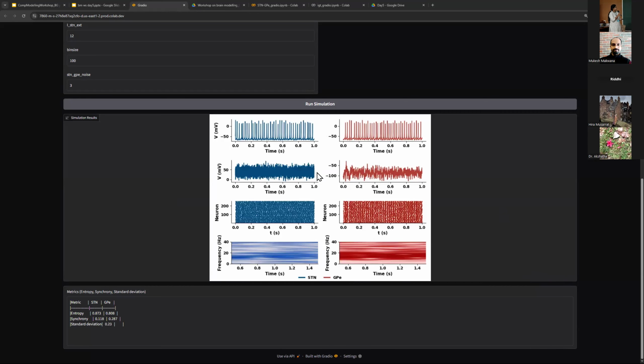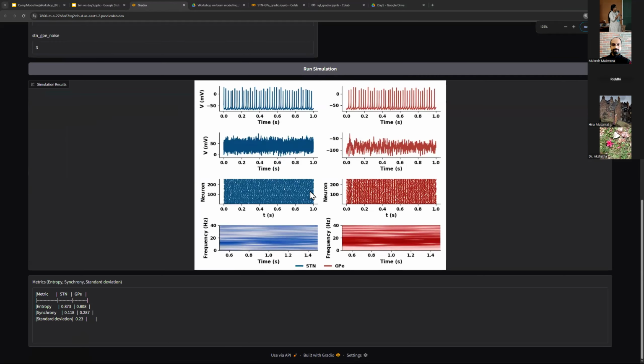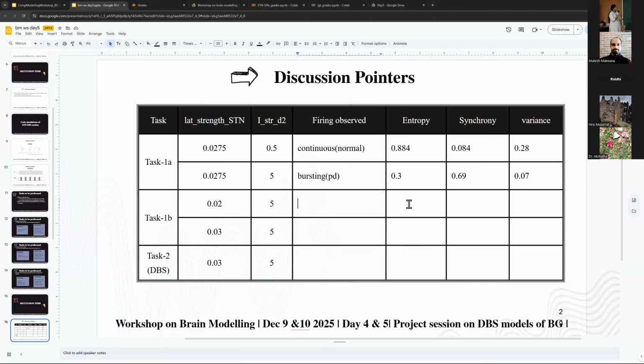Okay, it finished running, right? What behavior do we observe now? It's continuous firing, basically a normal kind of behavior, right? Yeah. We can maybe then save the parameters for now. We'll go back to the parameters when we are doing the comparison analysis. Yeah, continuous, normal.